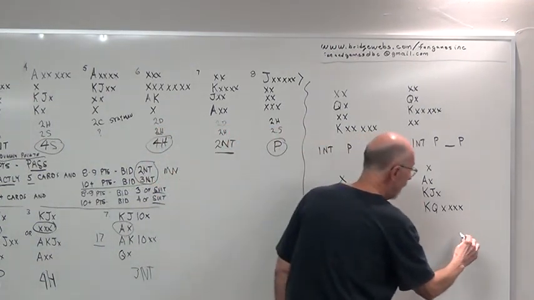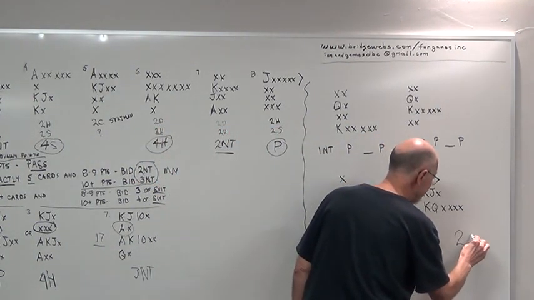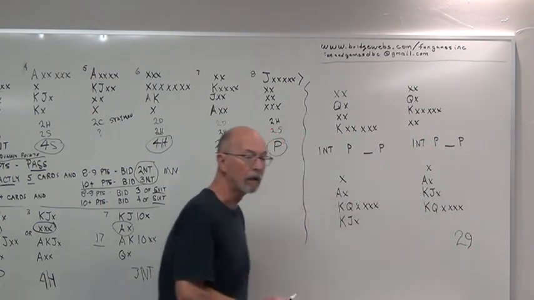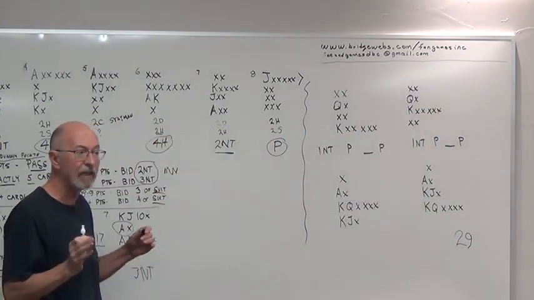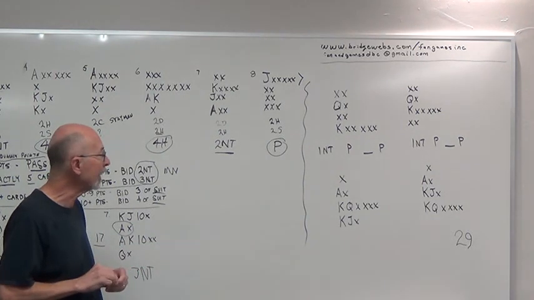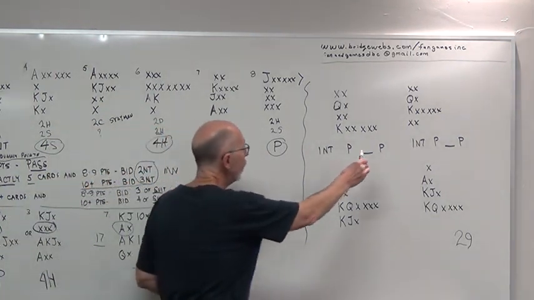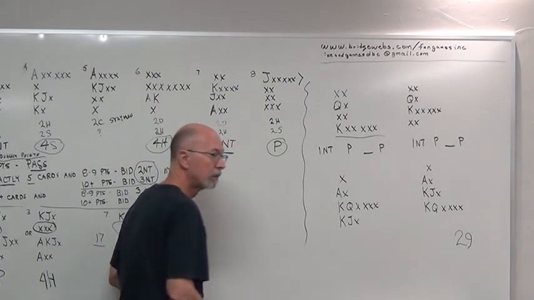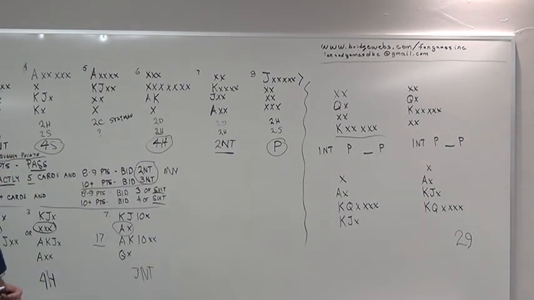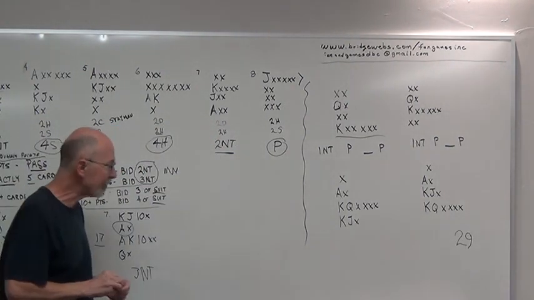Also keep this in mind. To make game in a minor, how many points is it? 29. Okay, so weak may be 7, 8, 9 points. You don't have a real strong hand, okay? So you have to have 6 cards. Don't transfer if you only have 5. And you should have a weak hand.